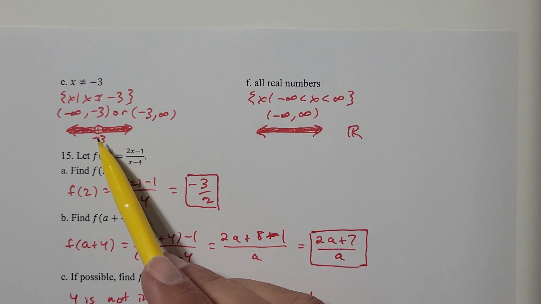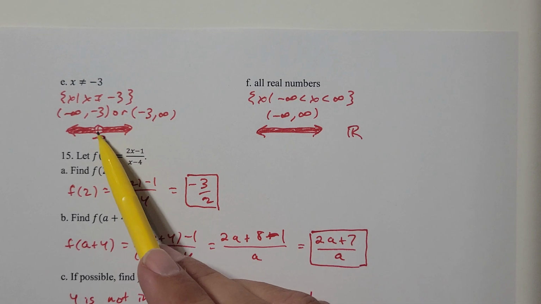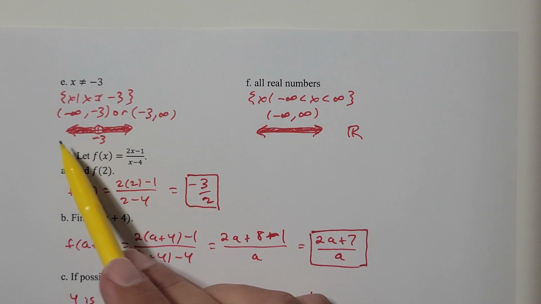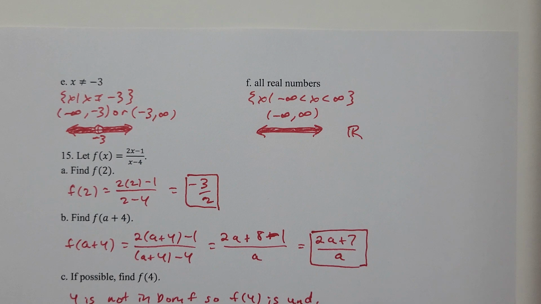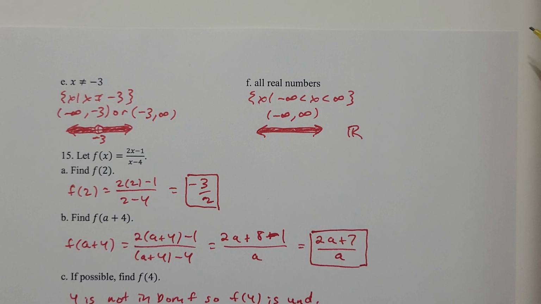So I want parentheses because I'm not including the number, right? And on the number line, here I'm at negative 3. I'm not including that, though, so I have an open circle there. And shade everywhere on the number line except for negative 3. Okay.